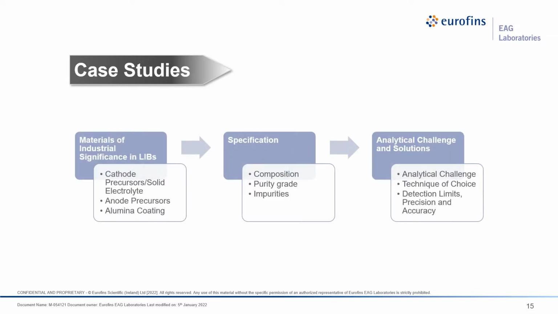So that being said, now we will go over some of the case studies. Those case studies are structured in such a way that we will focus on materials that have industry significance in lithium-ion batteries. And certainly, a similar concept can be applied to other energy storage materials like sodium batteries or lithium sulfur. Specifically, we will discuss the cathode precursor, solid electrolyte, anode precursor, and aluminum coatings.